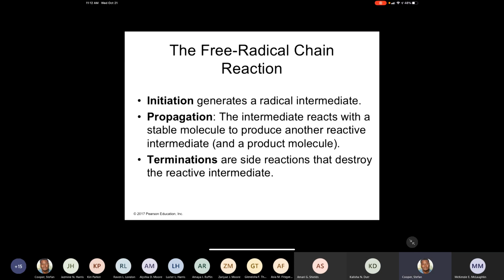There's an initiation step. Initiation has to generate a radical. We'll talk about a radical here shortly. A radical is a single electron carbon species. The second step is propagation. That means that radical converts into a different radical, right? And the last step here is termination. That radical that I have in solution is terminated to now not have a radical anymore.